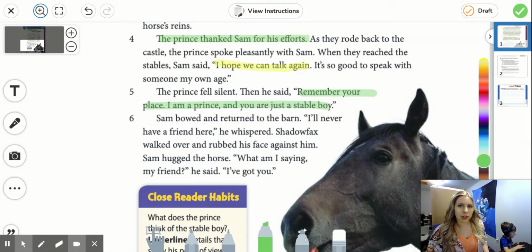Sam bowed and returned to the barn. "I'll never have a friend here," he whispered. Shadowfax walked over and rubbed his face against him. Sam hugged the horse. "What am I saying, my friend? I've got you."